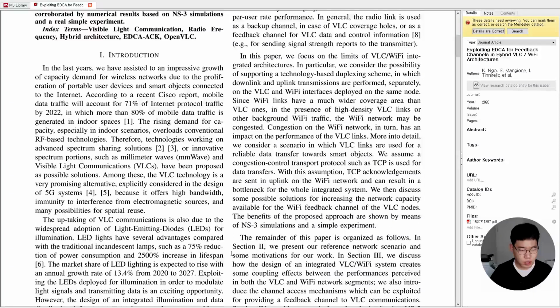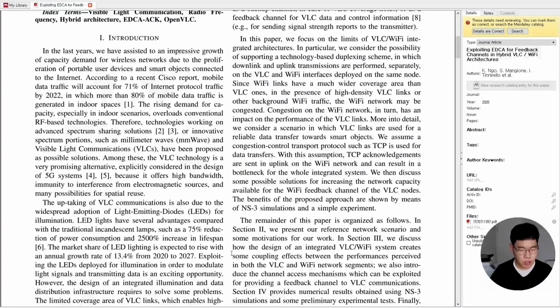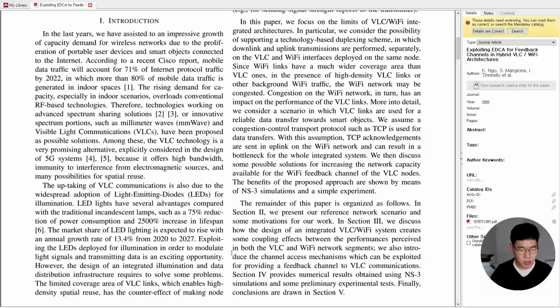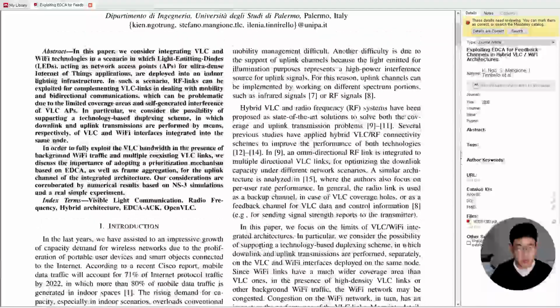opportunity. However, the design of the integrated illumination and data distribution infrastructure requires solving some problems. The limited coverage area of VLC links, which enables high-density spatial reuse, has the counter effect of making node mobility management difficult. Another difficulty is due to the support of uplink channels, because the light emitted for illumination purposes represents a high-power interference source for uplink signals.